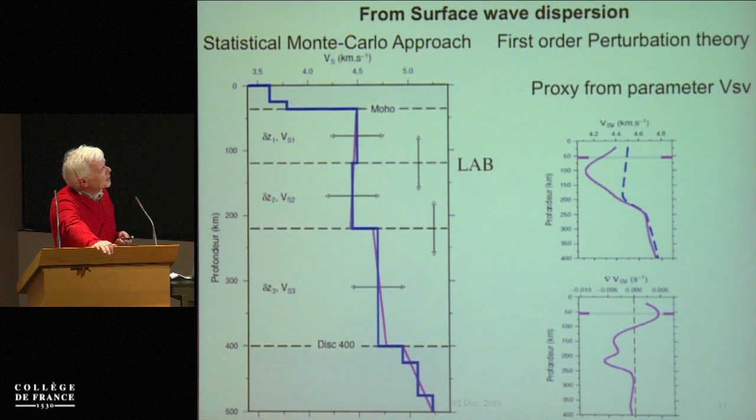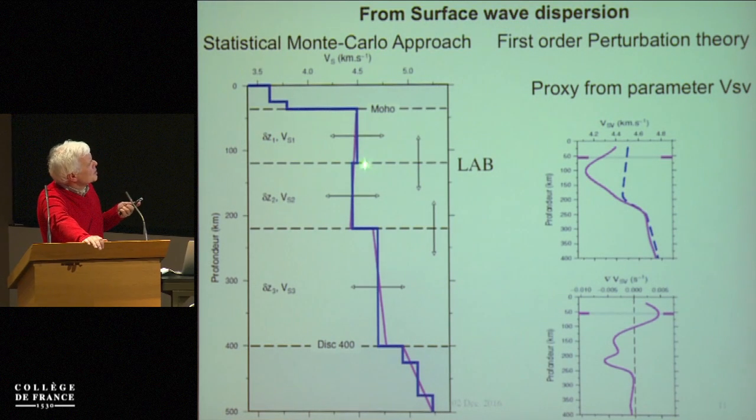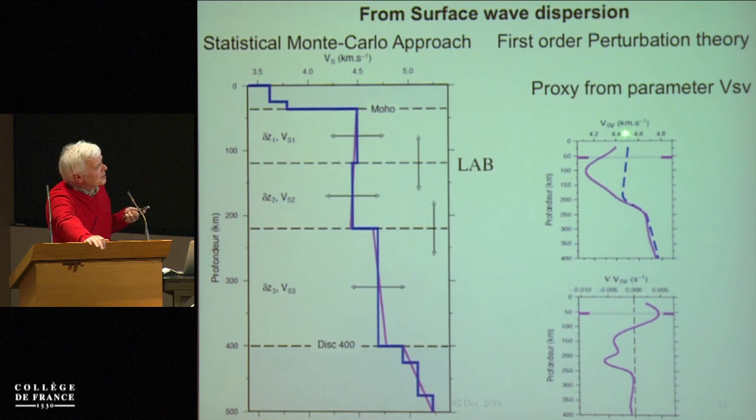And so we tried 2 different approaches. The first uses a Monte Carlo approach. We assume that we have some discontinuity somewhere, which will be named the LAB, and we explore the variation of its depth as well as the velocity in the lithosphere and asthenosphere. We can also use a proxy from the depth variation of VSV, where we have a negative or positive gradient.